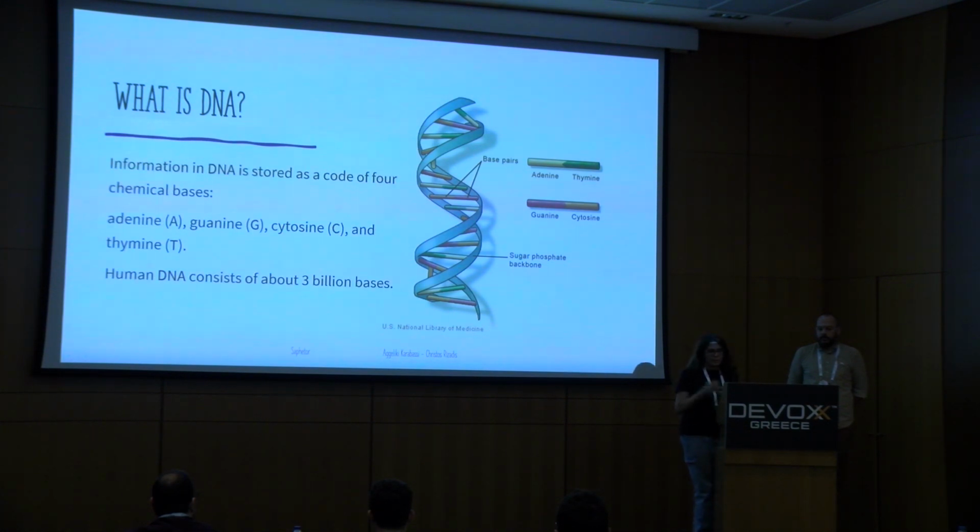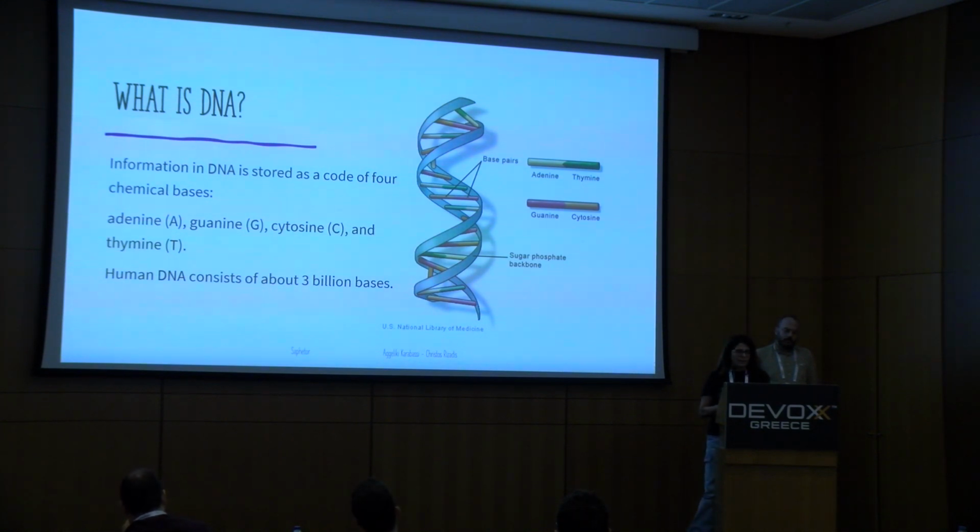What is more interesting to us is how DNA is formed. All information in DNA is stored as a code of 4 chemical bases. These are adenine, guanine, cytosine, and thymine. So basically, we have a long sequence of 3 billion bases, each base being one of those 4 letters. Think of it like an alphabet, and different combinations of these letters make up words and phrases, which in the end dictate how we look.